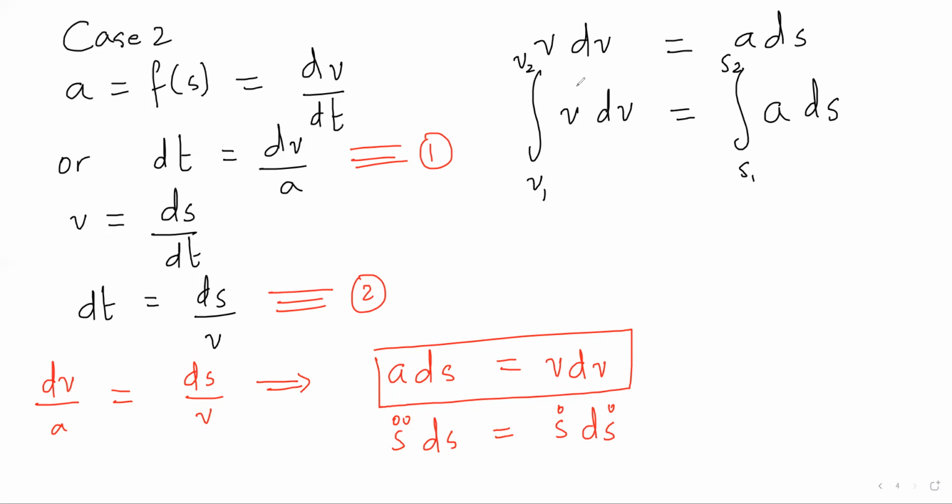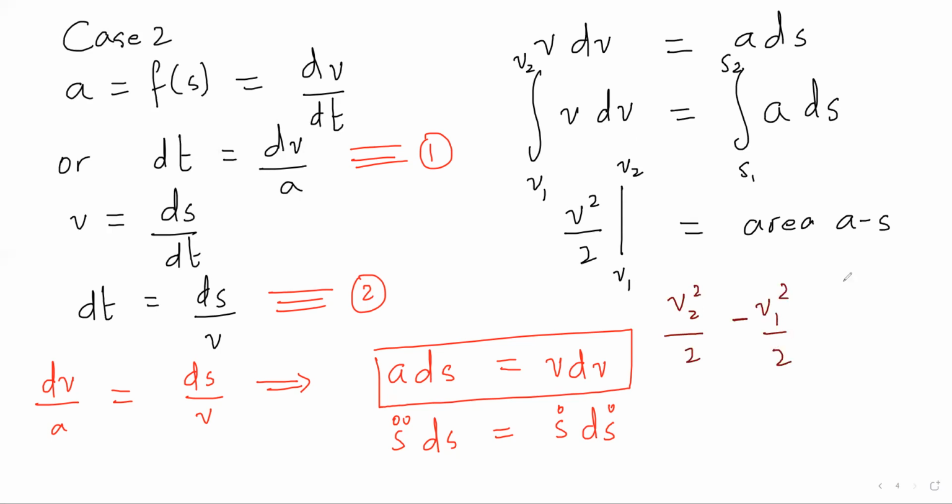Integrate this, anyone? v square over 2. I will put a line with a v1 and a v2, which is equal to the area under the a-s curve. Should we stop? No, we will do v2 square over 2 minus v1 square over 2, which is equal to the area under the a-s curve. So in fact, we can write it one more time, 1 over 2 delta v square, which is equal to the area under the a-s curve.